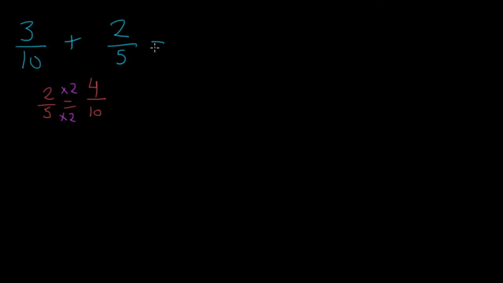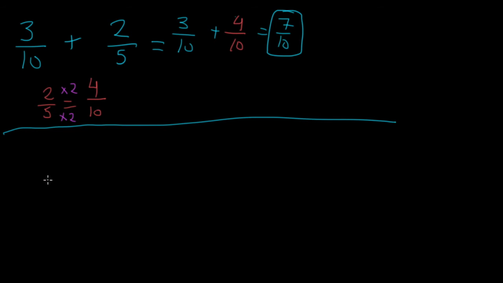Our new problem, therefore, is 3 out of 10, 3/10 plus 4/10, is equal to 7/10. That's our answer, 7/10. Okay, we took 2/5 and replaced it with 4/10. All right, and one more. Let's do a subtraction. So 7/9 minus 1/3. Give that a try.